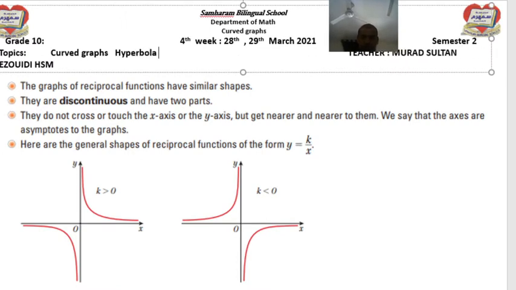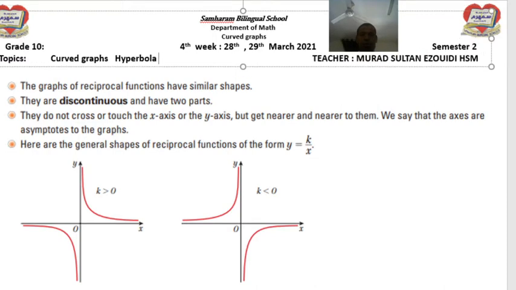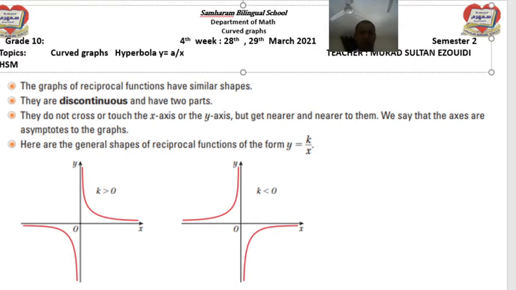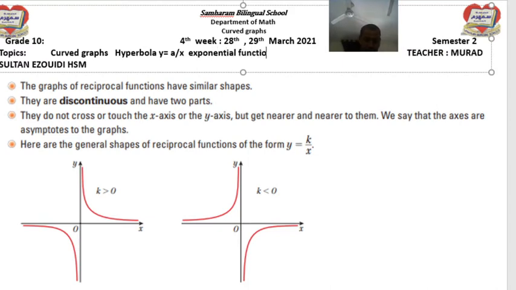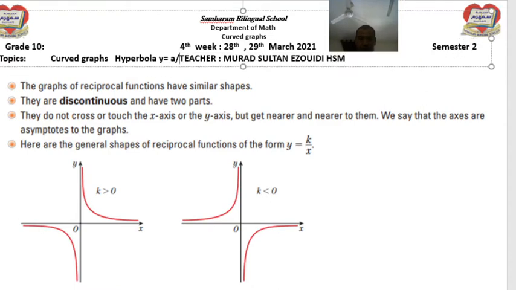Also we'll see the graph of a hyperbola, that is written in terms of y equals k, or a, over x, where a is a real number, and the exponential function, the function that is written in terms of a to the power x. So let's focus on this one, a over x.